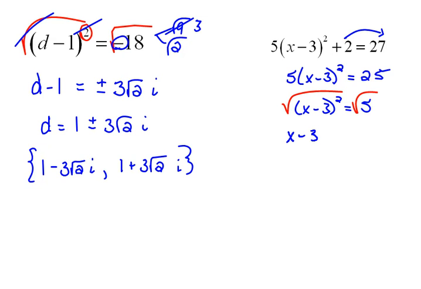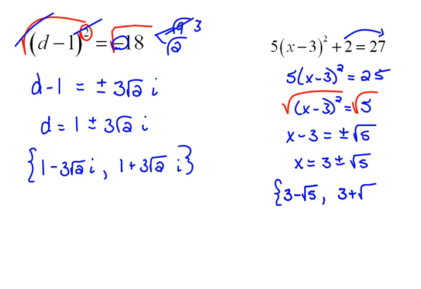So that would be x minus 3 equals plus or minus the square root of 5. And then we have to add 3 to both sides to get x equals 3 plus or minus the square root of 5. And our solution set would look like 3 minus the square root of 5 and 3 plus the square root of 5.